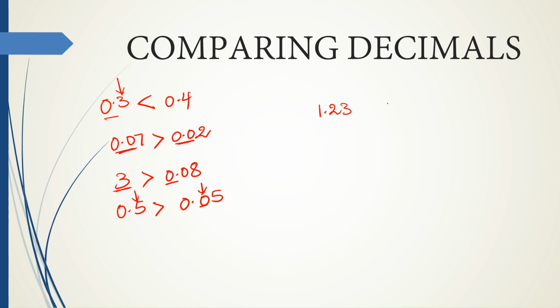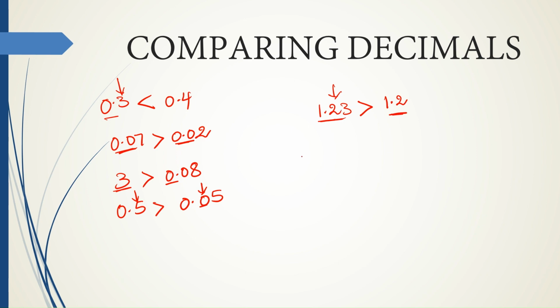1.23 and 1.2. Here till the tenth place they are the same. But in one of these numbers we have the hundredth place as well. So the one which has got the extra digit, that is the first one, 1.23, would be greater.